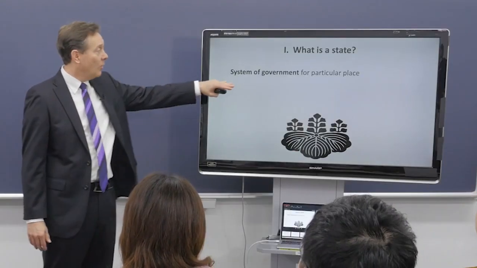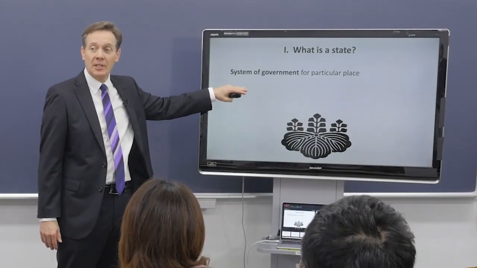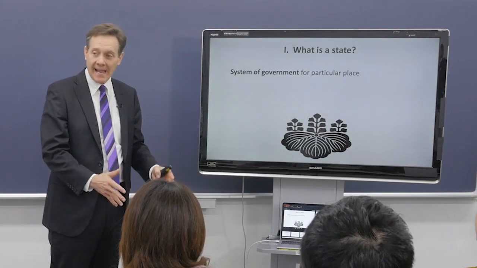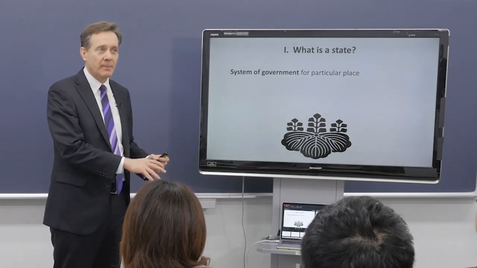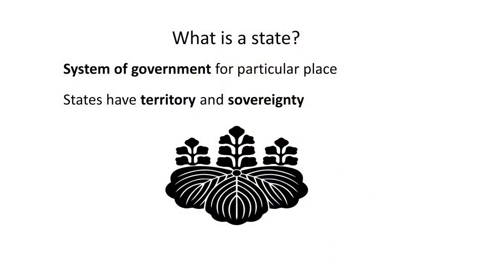What is a state? Well, in international politics, we mean a system of government for a particular place. We can imagine Japan. We can imagine the islands of Japan. The Japanese state manages, it governs this space and only this space. It doesn't govern other places, and other states cannot govern Japan. States, therefore, have territory. They have sovereignty. Territory is space. States govern a particular place on the earth, and they have sovereignty.